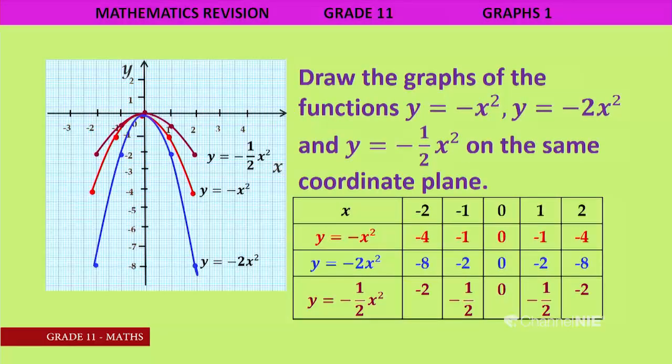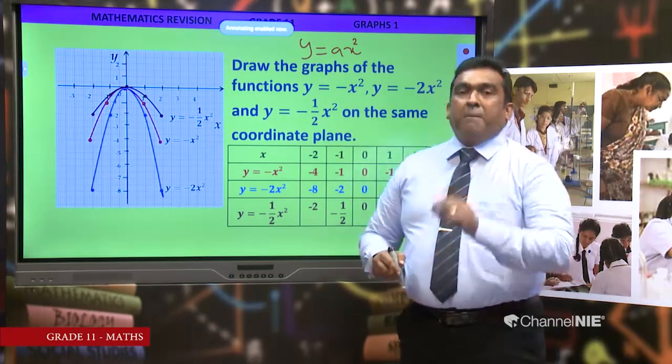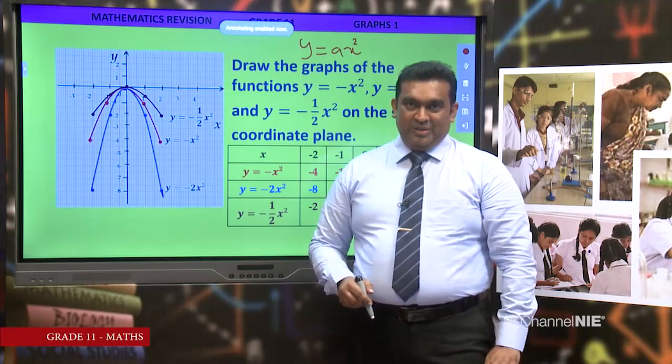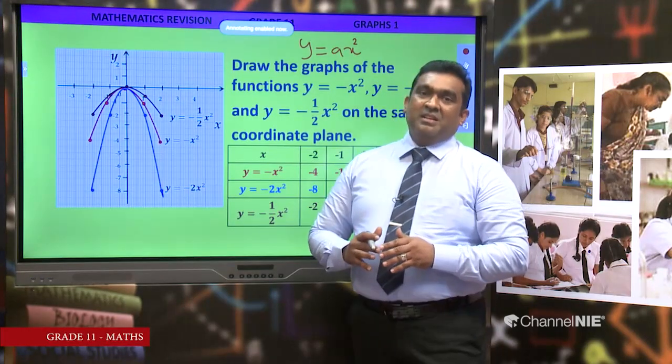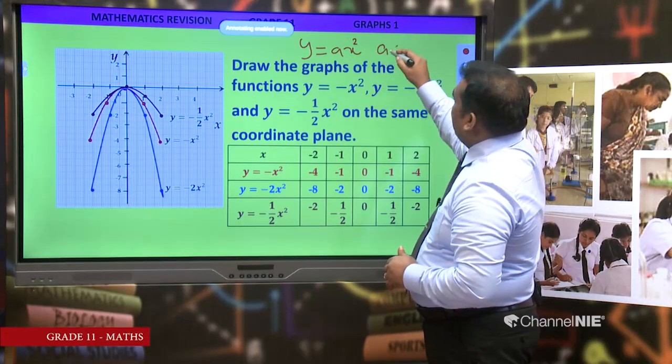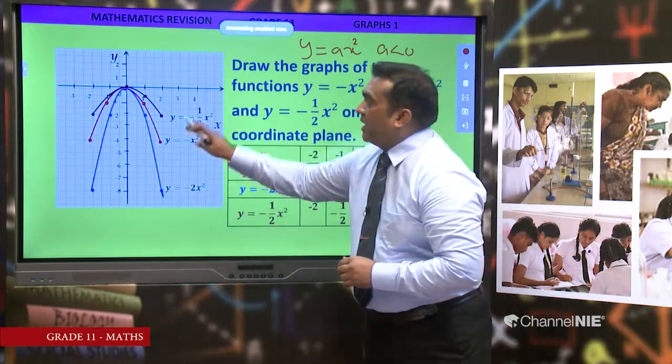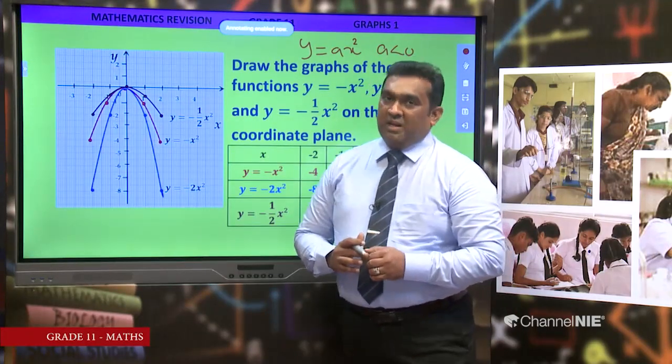We'll see the opposite one. We considered minimum graphs with various equations. Here, draw the graph of the function y equals -x squared. What is our general equation? Y equals ax squared. Here instead of a you have -1, a negative value. Now we are going to define curved line graphs when a is less than 0. These types of graphs are called maximum curved line graphs.